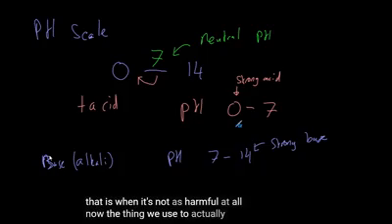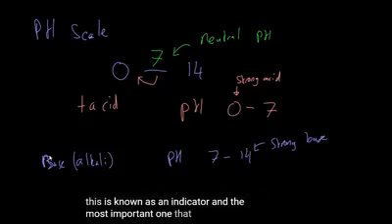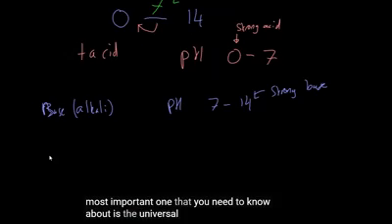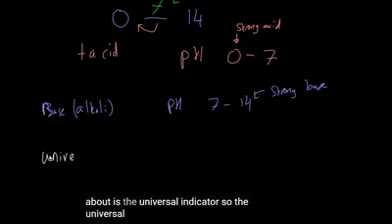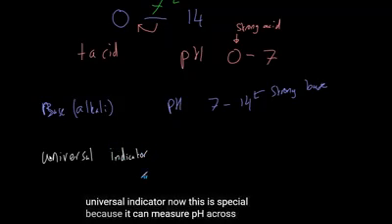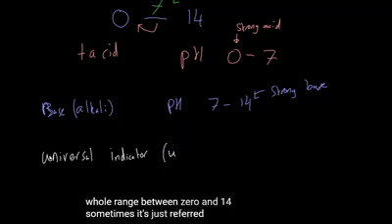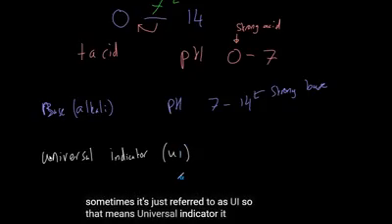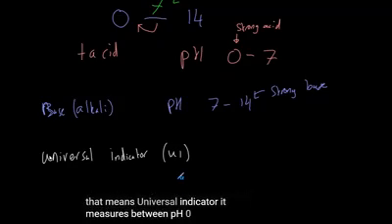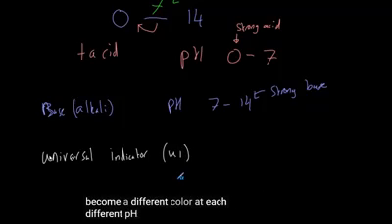Now the thing we use to actually measure this is known as an indicator, and the most important one that you need to know about is the universal indicator. This is special because it can measure pH across the whole range between 0 and 14. Sometimes it's just referred to as UI, meaning universal indicator. It will become a different colour at each different pH.